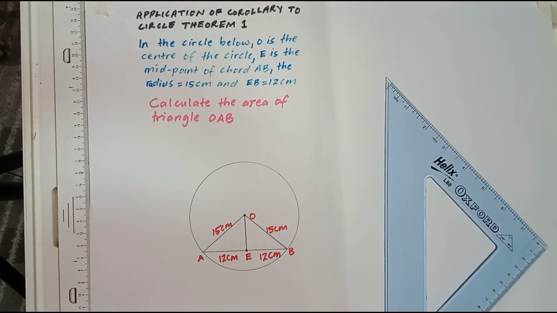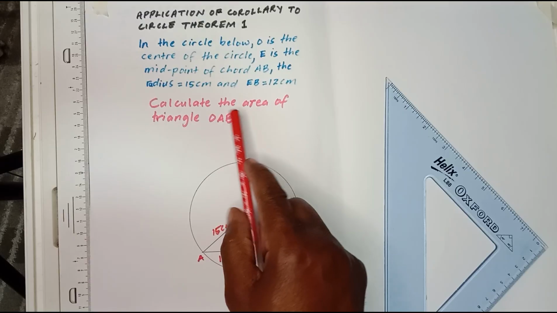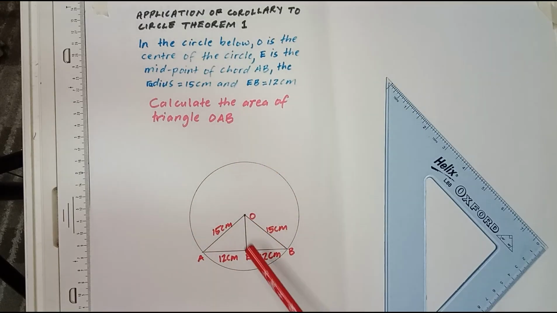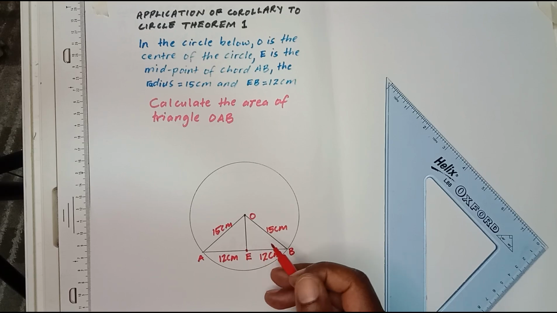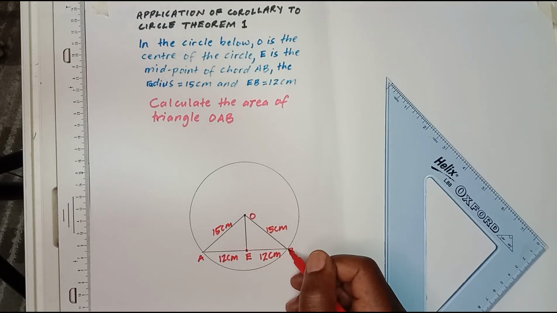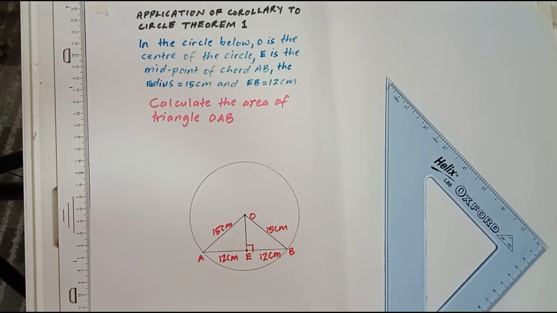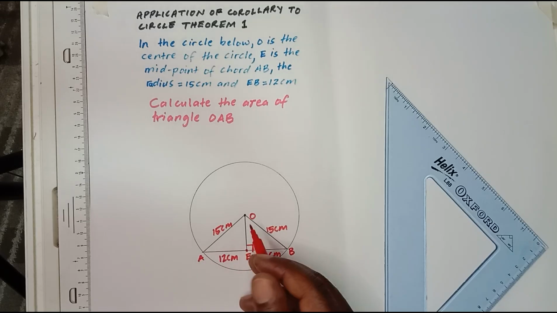Now, because the area is wanted, the question says calculate the area of triangle OAB. We have triangle OAB. The area of this triangle is required by the question. So to calculate this, we can see here, with the knowledge of the corollary theorem, we understand, even if we are not given, that angle BEO is equal to 90 degrees.